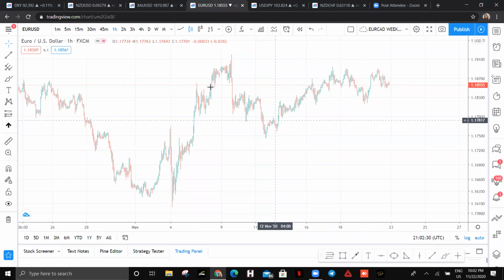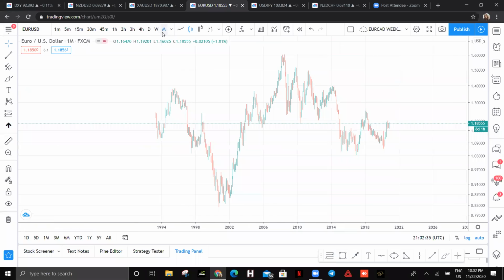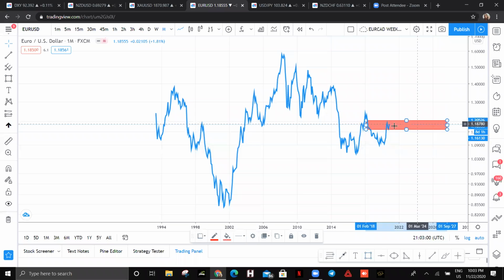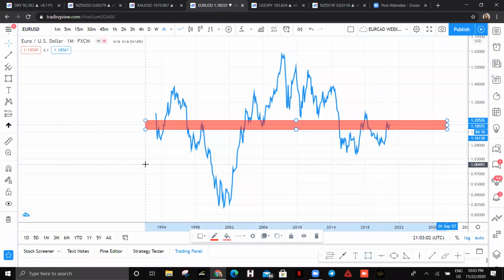So this Euro USD, let's go to monthly. What's happening there? If you can see, price is currently sitting on a resistance level. Type yes before I draw the zone now, if you can see it, because I've already spotted it. Have you seen it?